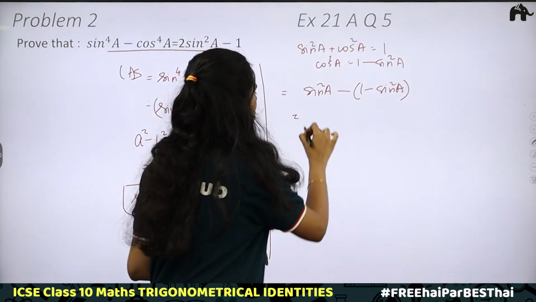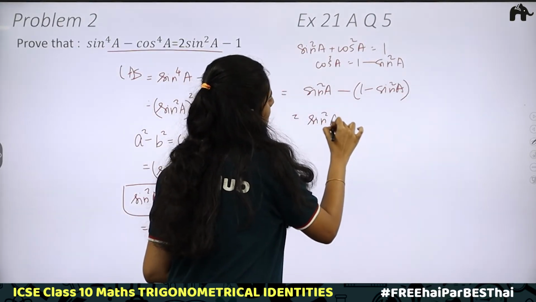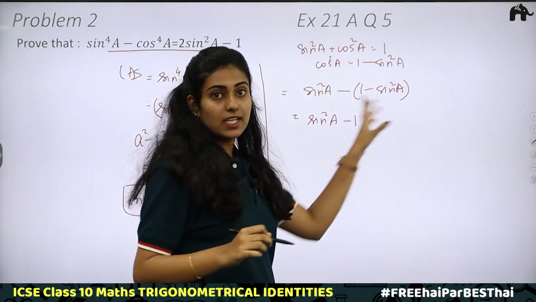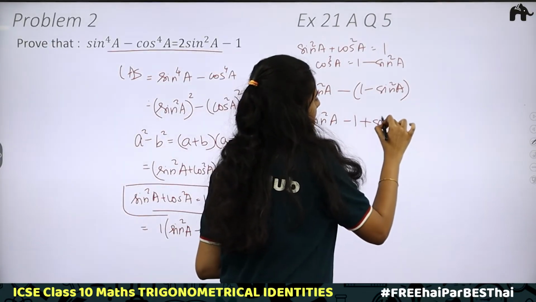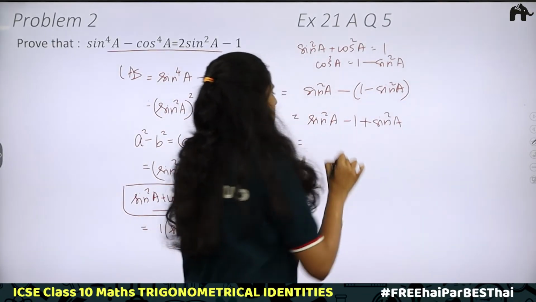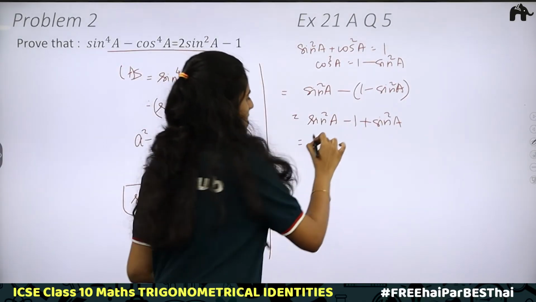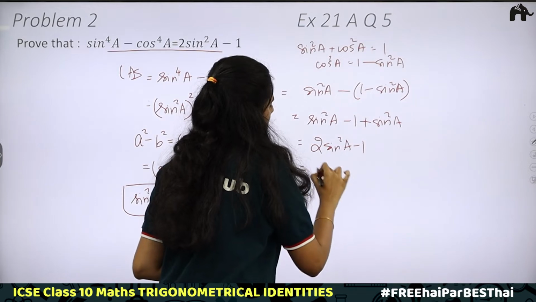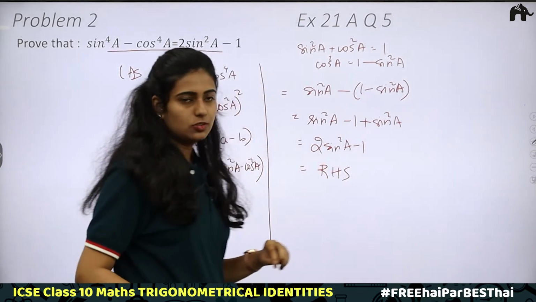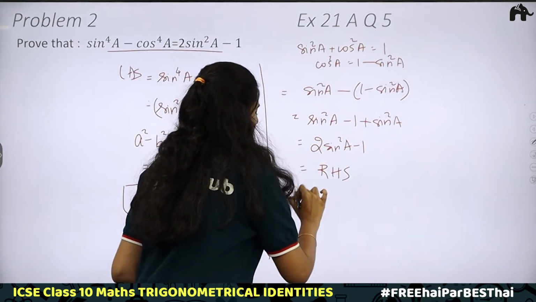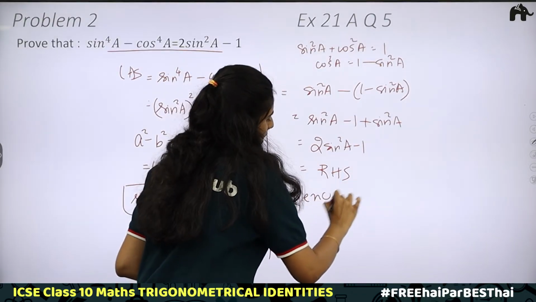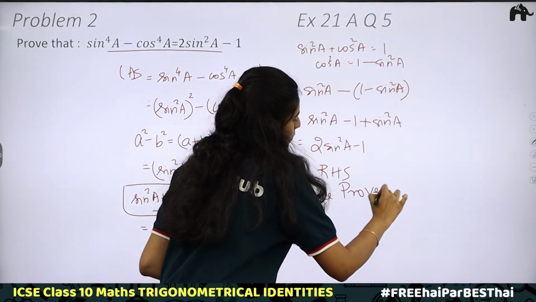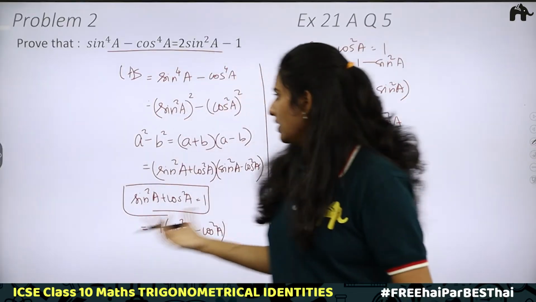That is equal to sin square A minus 1. Minus of minus is plus sin square A. What is sin square A plus sin square A? We get 2 sin square A, 2 sin square A minus 1. And this is the required right hand side. Okay. Therefore, this is it. Hence, proved.